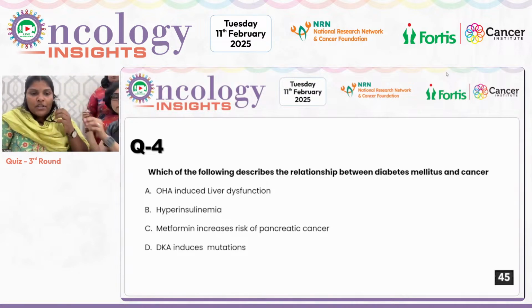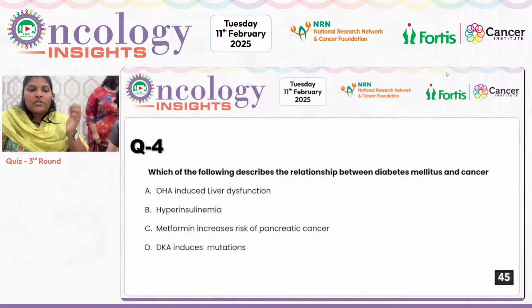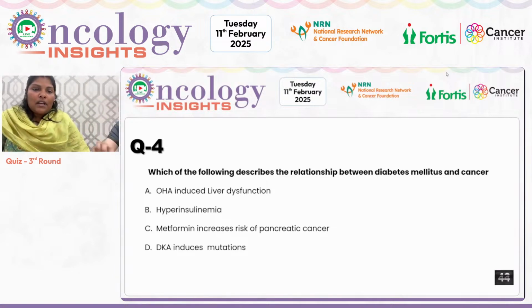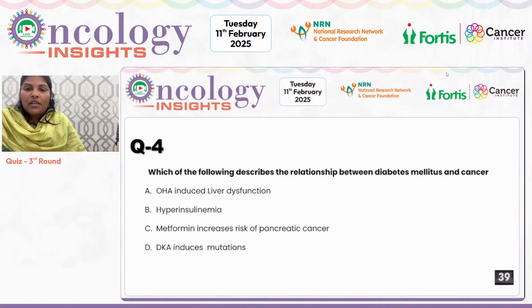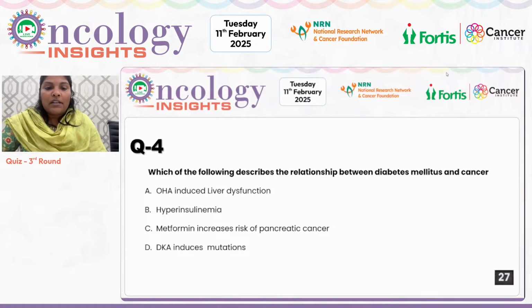Option D is DKA induced mutation. I repeat, which of the following describes the relationship between diabetes mellitus and cancer? Option A, oral hypoglycemic agent induced liver dysfunction, hyperinsulinemia, B, metformin induced pancreatic cancers, or diabetic ketoacidosis induced mutations.